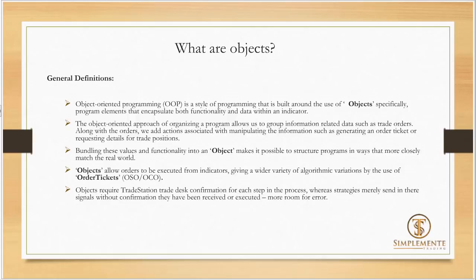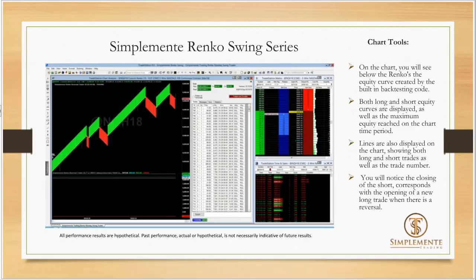And this, because we put it in an indicator, gives us a whole world of opportunity to do other things that you cannot do in a strategy, which I'll be demonstrating some of shortly. So we'll get into what we're offering here, and you can see it now. This is, again, the Renko Swing Series, and it starts with the mini Dow. I'm going to go through just a couple of these slides to describe what you're looking at here.